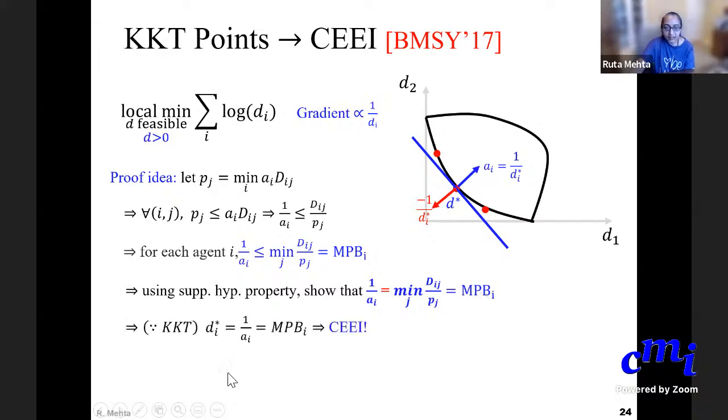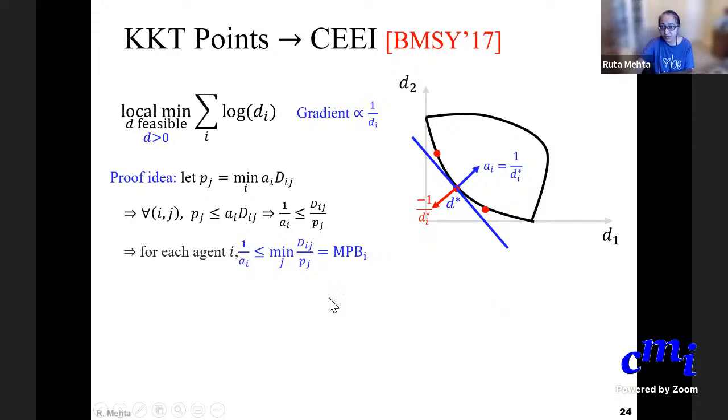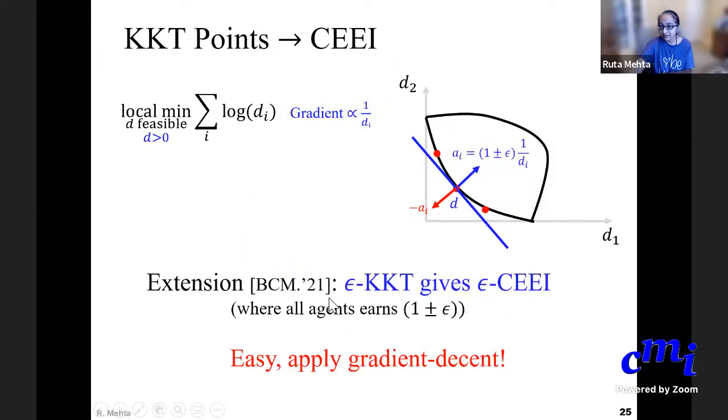And because we have a KKT condition, di star is exactly 1 over ai. So you get di star equals 1 over ai equals MPB_i, that means CEI, right? The property of CEI was you have to ensure supply equals demand, and every agent's disutility is their MPB_i. That was the characterization I just showed you in the previous slide, right?